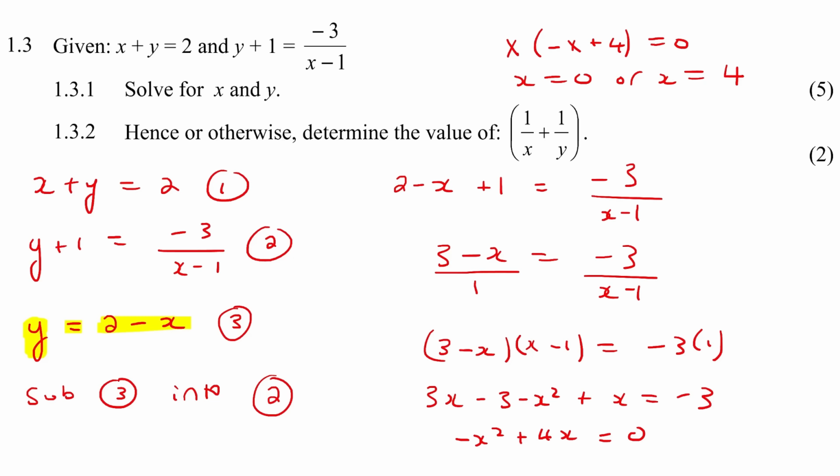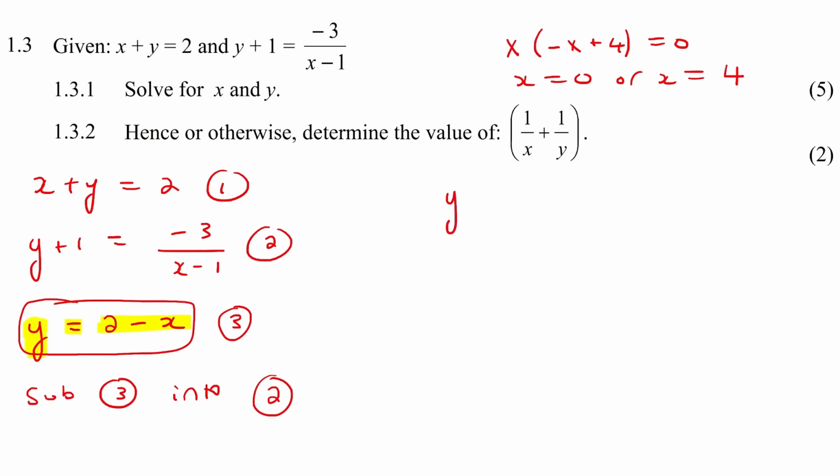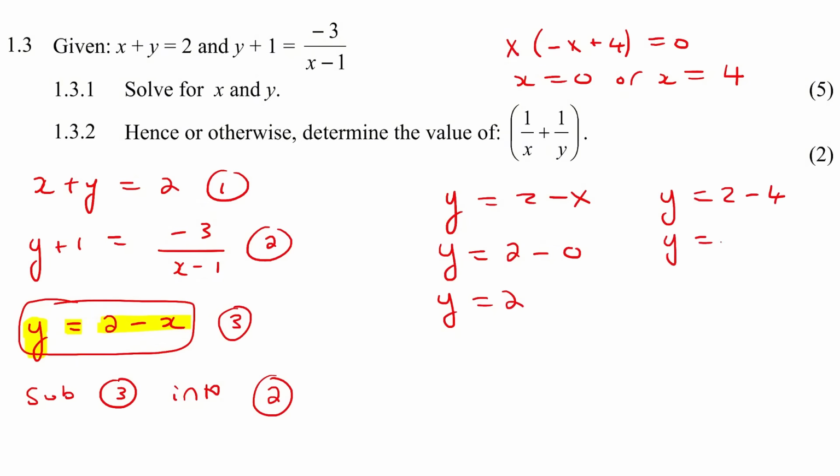Now we have both of our x answers, but we still need to get y. So you come back to equation number 3 over here, which says that y is equal to 2 minus x. For the first one, I'll plug in a 0, so y would be 2. And for the next one, I would plug in a 4, and so y is minus 2. So we now have our answers for x and our answers for y.